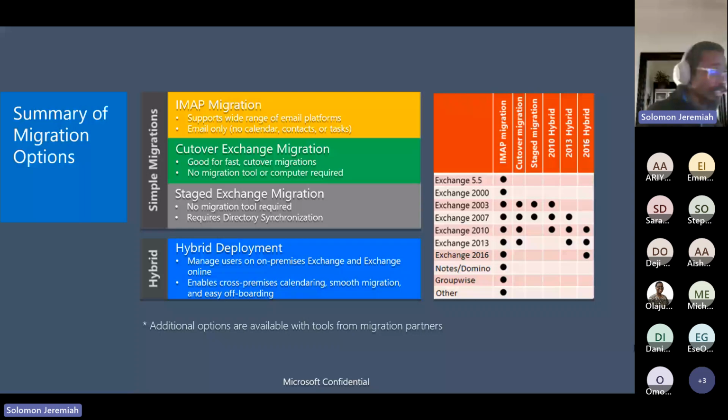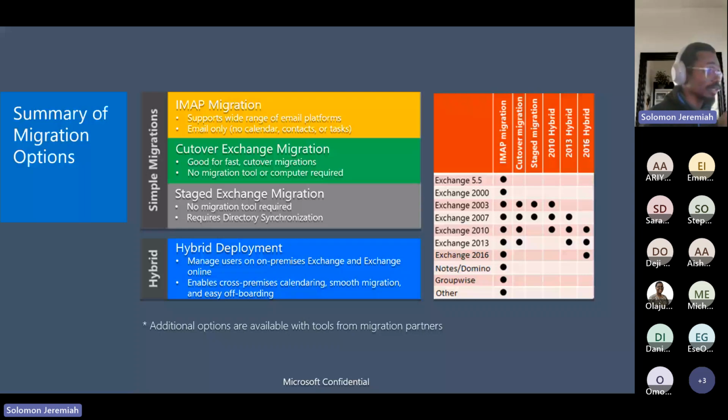And if you also look at the right here, you would see the supported Exchange version. That's what we have. Then if you're also looking at the stage migration, you will see that no migration tool is also required. It requires directory sync. And this is when you want to migrate your users over time in batches. That's what you would use. So we'll see the number of users, the maximum number of users you can do with cutover, and also we'll see what stage can do for us.